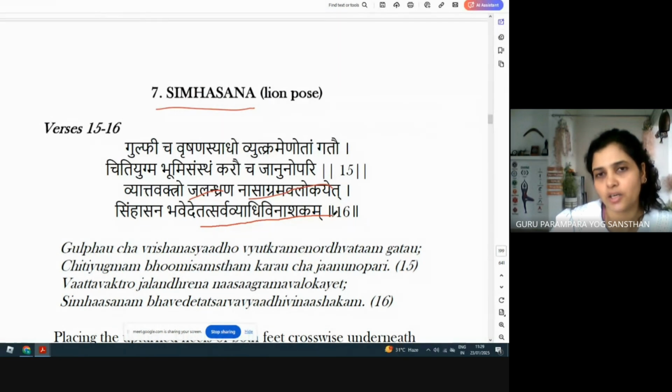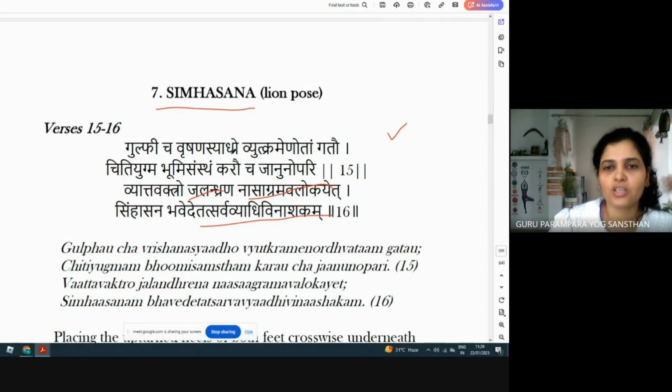Sarva Vyadhi Vinashakam. In Hatha Pradipika also they say Sarva Vyadhi Vinashakam. And one more important thing was mentioned: Yogibhih Pujitam Asanam. It is worshipped by the yogis. This asana is worshipped by the yogis. This was extra in Hatha Pradipika. Otherwise, the method, everything is the same.